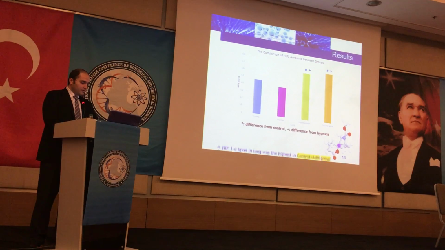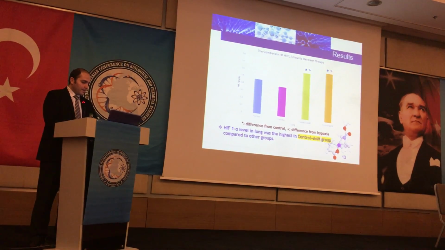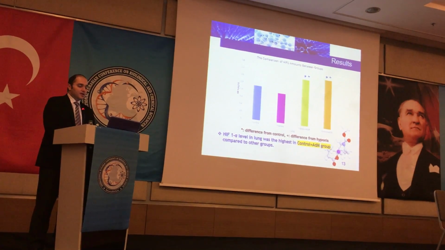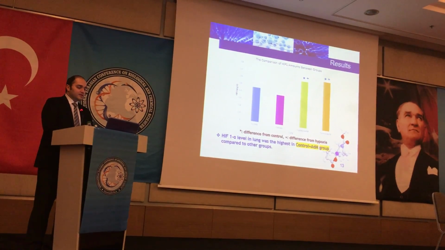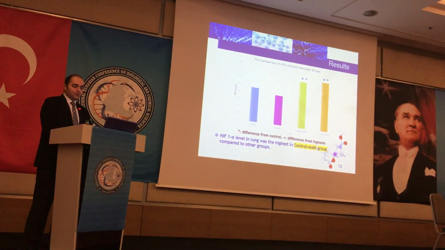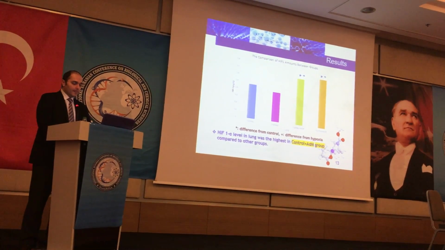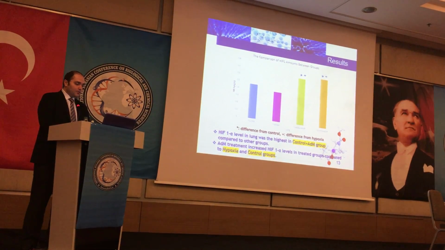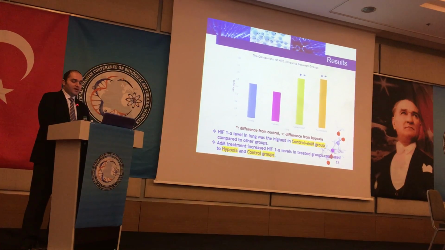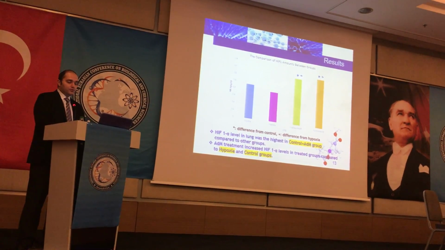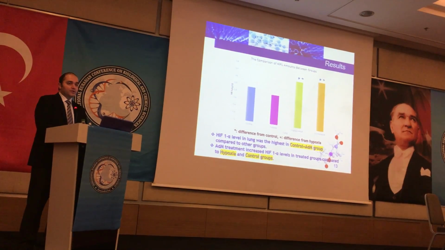For the last tissue, we used lung. In terms of hypoxia inducible factor 1 alpha level, the highest one was the control plus adrenomedullin group compared to the other groups. And also, hypoxia inducible factor 1 alpha levels in treated groups compared to hypoxia and control groups were also increased.